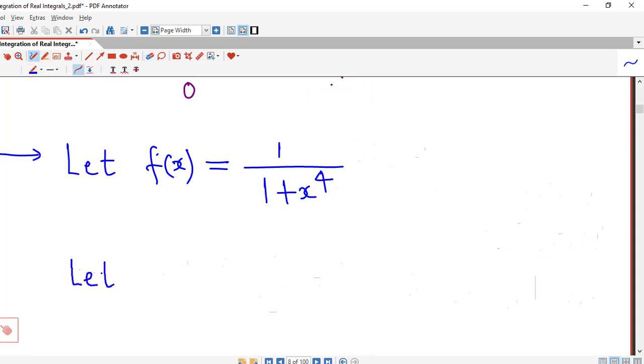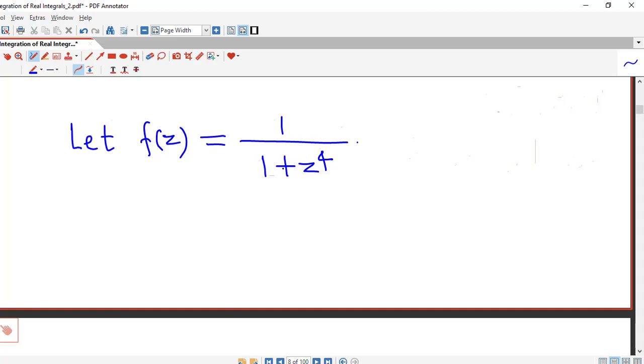So first we write the corresponding complex function. We replace x by z, so we have f of z equal to 1 over 1 plus z raised to 4. Now we find out the points at which 1 plus z raised to 4 becomes 0, because f of z is a rational function. So poles of f of z will be equal to solution of this equation, z raised to 4 plus 1 equal to 0. So we solve this equation, z raised to 4 plus 1 equal to 0.